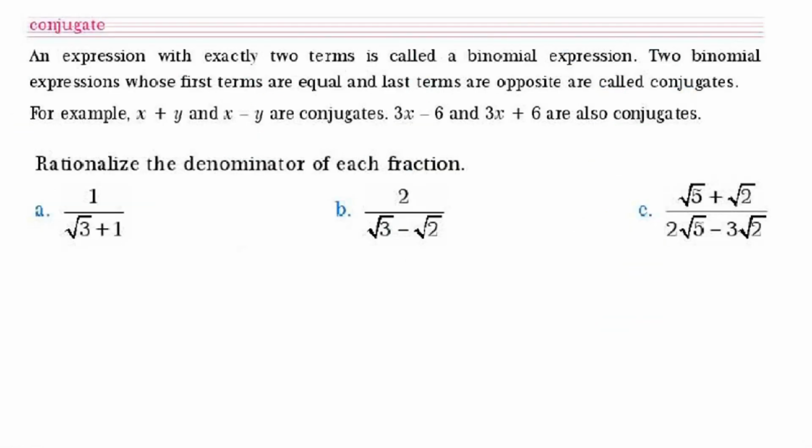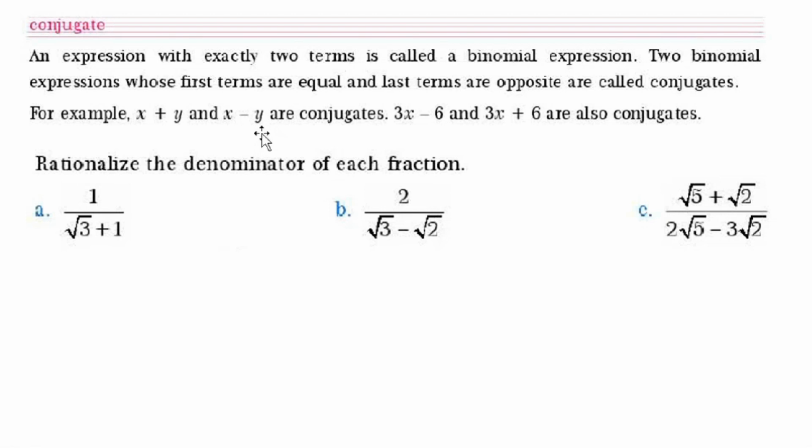Next, we have the idea of conjugate. An expression with exactly two terms is called a binomial expression. Two binomial expressions whose first terms are equal and last terms are opposite are called conjugates. For example, x plus y and x minus y are conjugates. The first and the last terms are the same, but we change only the sign from positive to negative or from negative to positive.